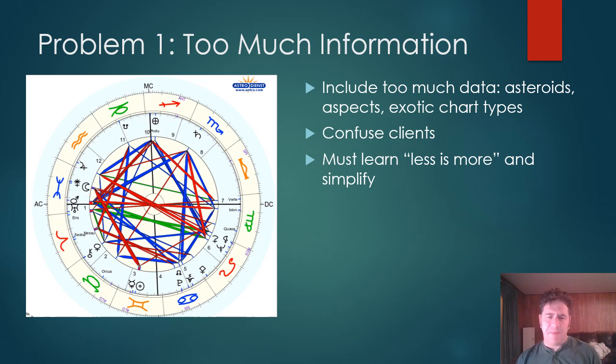They want to fill up all the empty space in the chart with asteroids. They want aspects to everything. They oftentimes will try every single type of chart there is out there. And then when they give readings and they just throw all this information at them, it's very confusing and overwhelming to people, to clients. So what people have to learn is the concept that less is more, and how to declutter and simplify your chart readings.